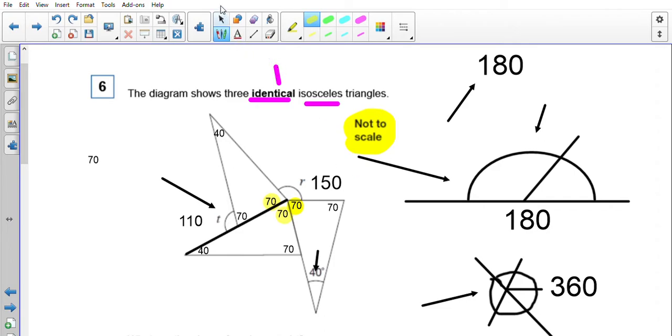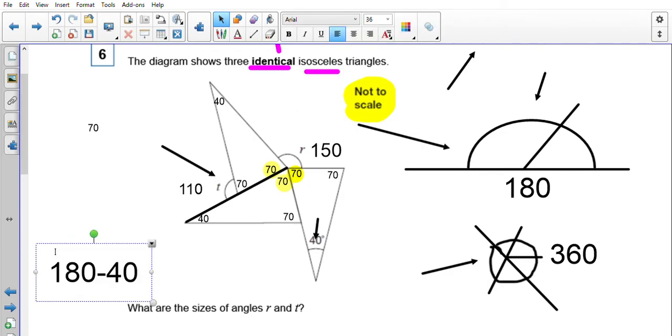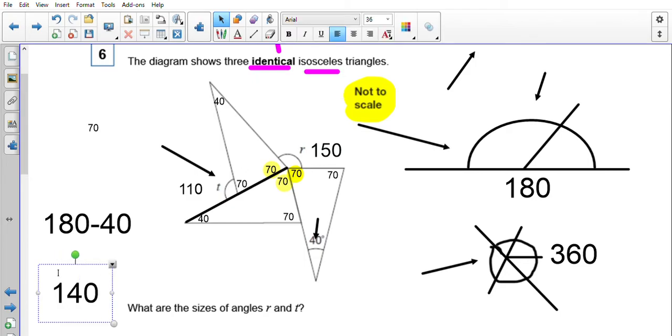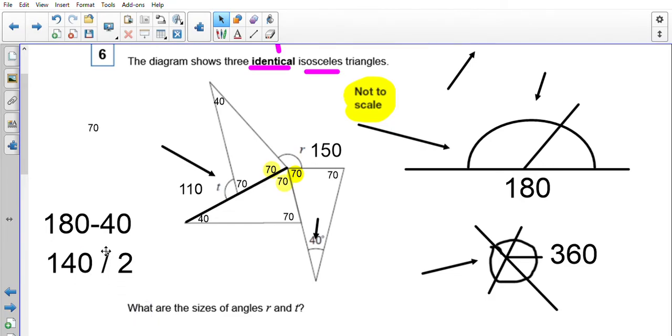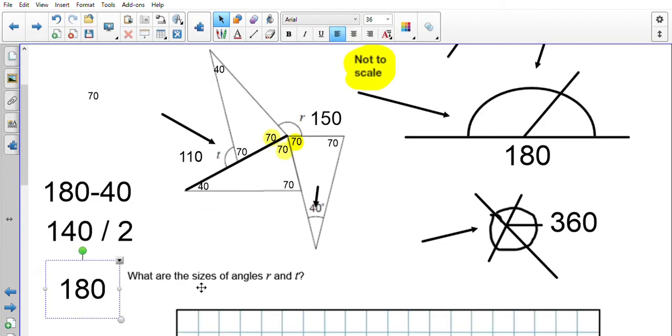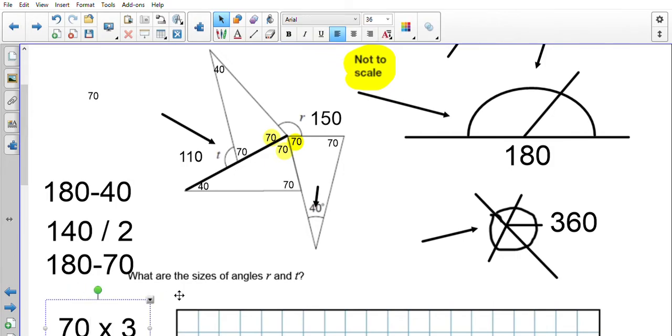It's quite tricky in terms of thinking, but actually if we break down the arithmetic in that, what have you had to do? Well, you've had to do 180 take away 40. We can do that. Then you've had to do 140 divided by 2. We can do that. Then we've had to do 180 take away 70, which you can do. Then you've had to do 70 times 3, which you can do.